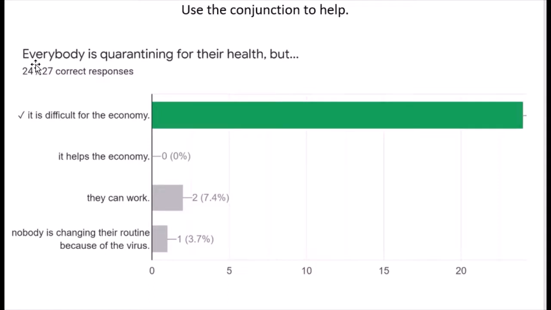This answer is okay. Everybody is quarantining for their health, so that's kind of like a challenge, maybe something bad, but they can work. They can work at home. They can do things. That's something good. So this is okay as an answer. This answer, nobody is changing their routine. Well, you cannot say everybody and nobody. Everybody means 100%, all people. 100 out of 100. Nobody means 0 people. Okay, so that's not possible. You cannot have everybody quarantining, but nobody is changing their routine. Those 2 things do not match, okay?